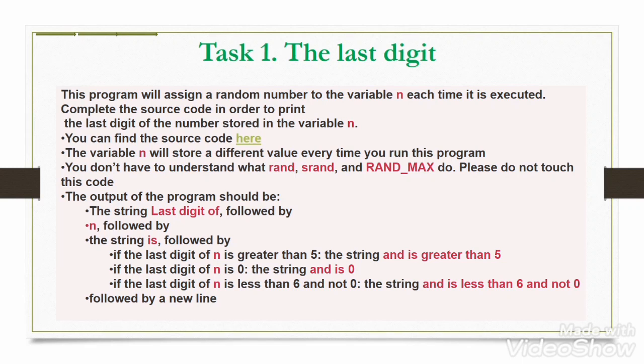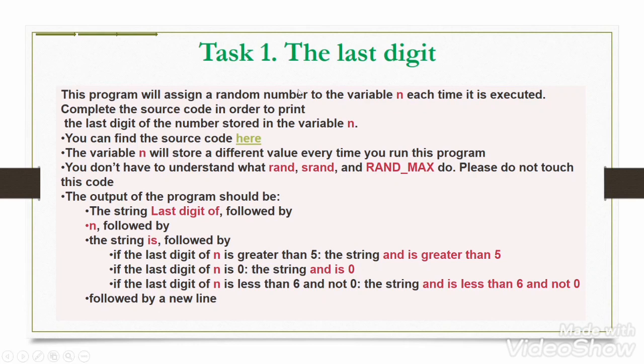Then secondly, we are to get the last digit of that random number and then print if the last digit is greater than 5, if the last digit is equal to 0, or if the last digit is less than 6 but not 0. So I think that is the question. Alright, we'll head over to Code::Blocks and write the code.